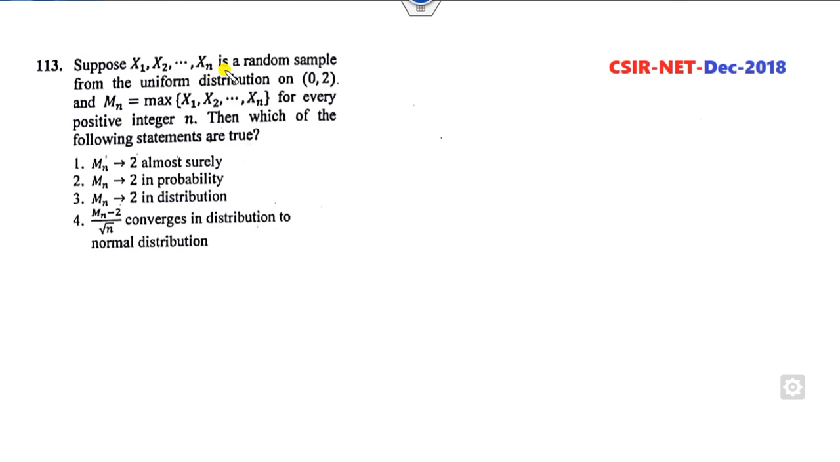Okay, next one is: if Xi follows a uniform distribution over (0, 2), then what is Mn? Mn is nothing but X(n), the maximum of these, for positivity. Then which of the following statements is correct?